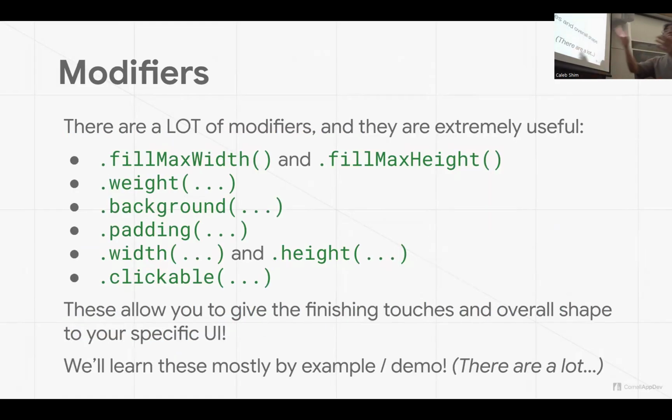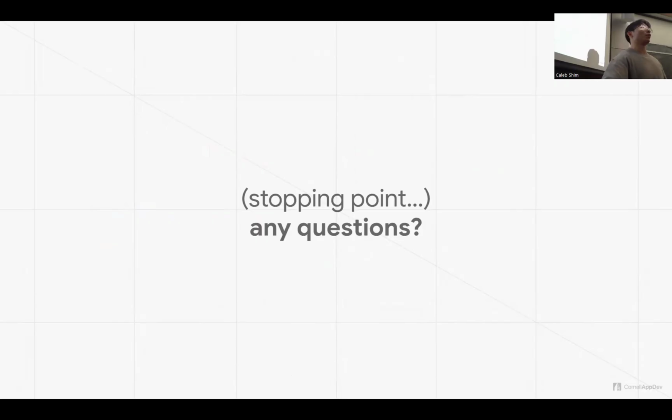So here's a lot of the different modifiers that we'll go through. And don't worry too much about knowing all of them. I still don't memorize a lot of them myself. A lot of times we just refer to documentation, but we'll go over some of the more commonly used ones in the demos. Does anyone have any questions on any of the previous stuff?